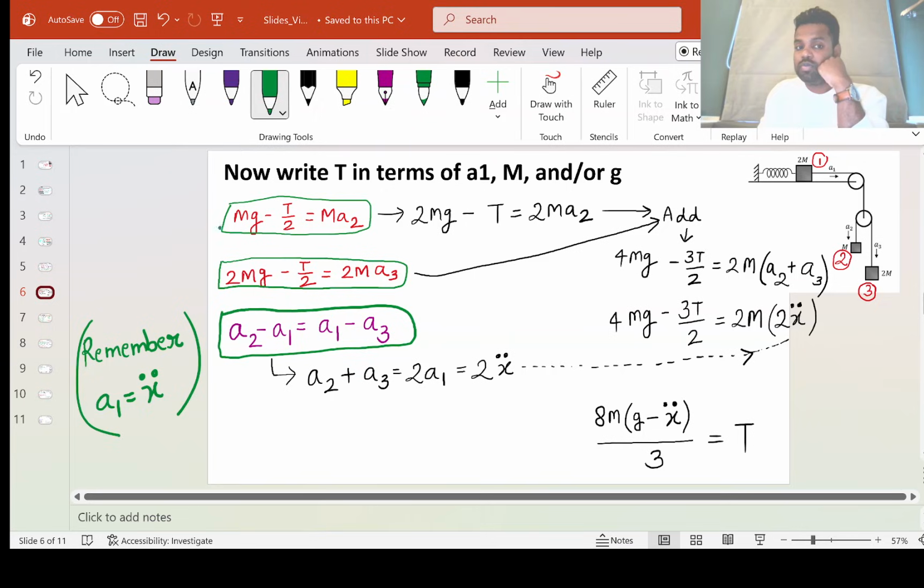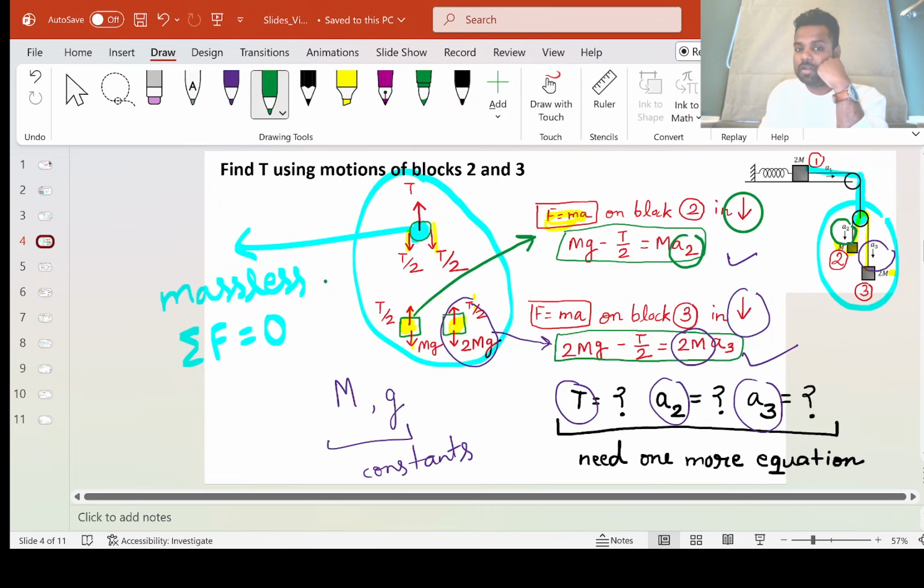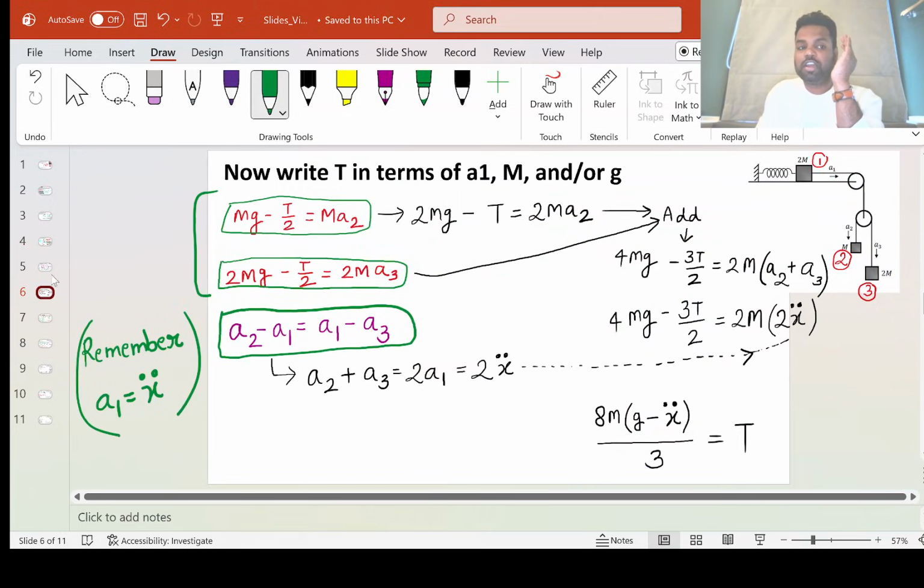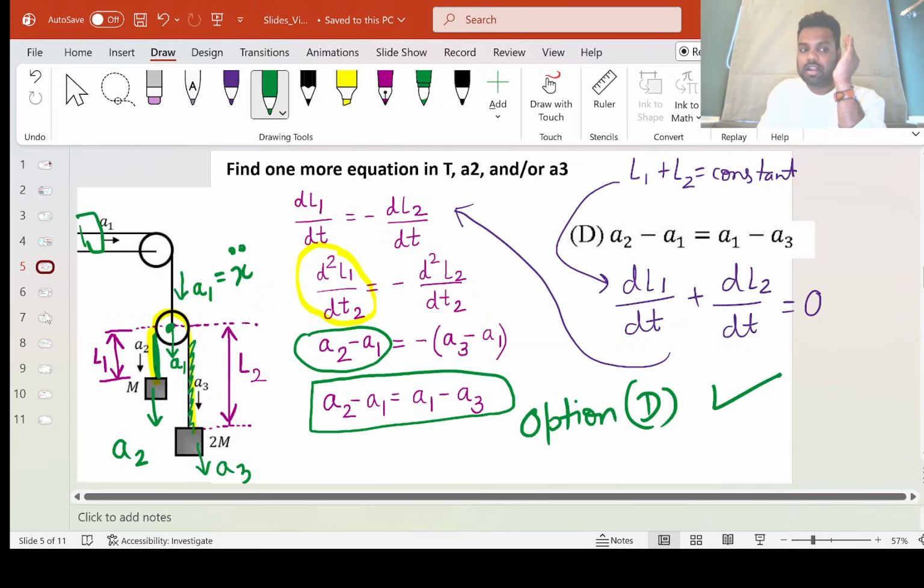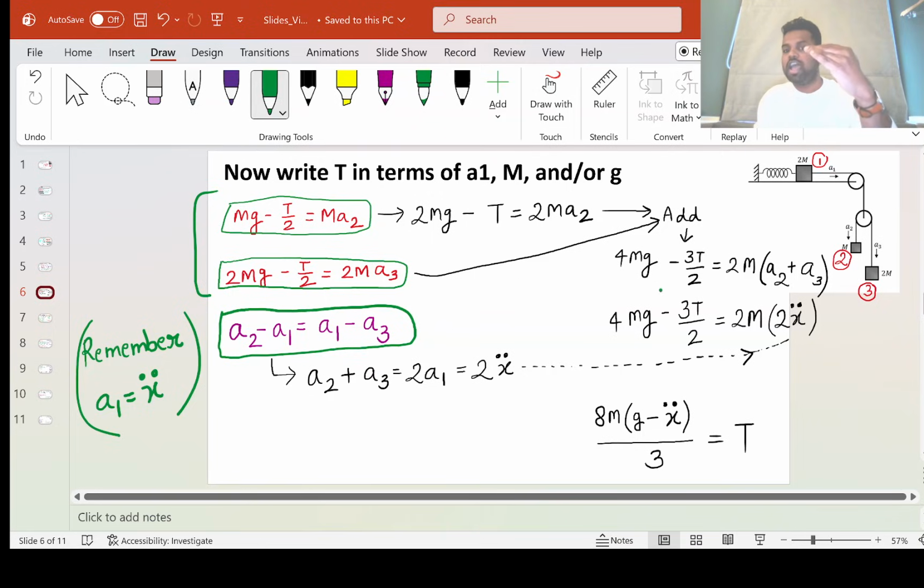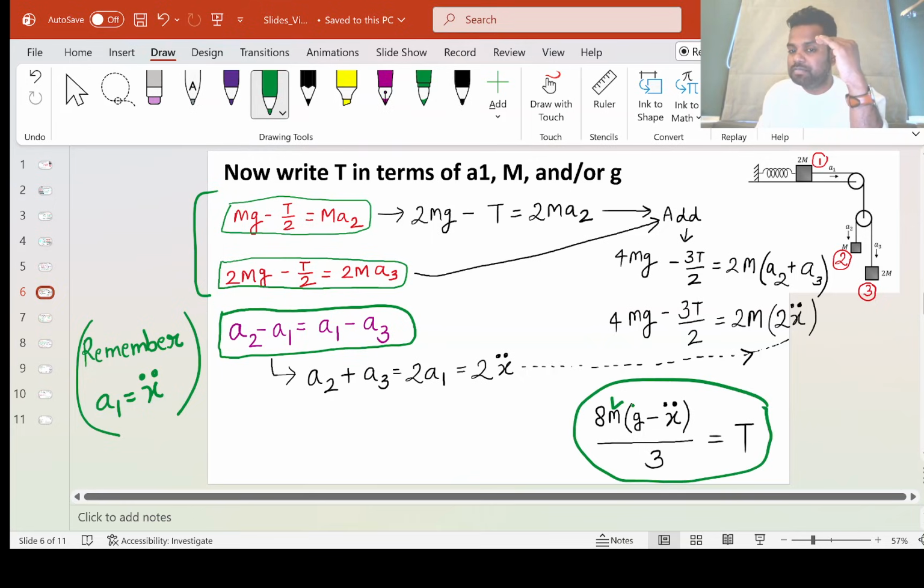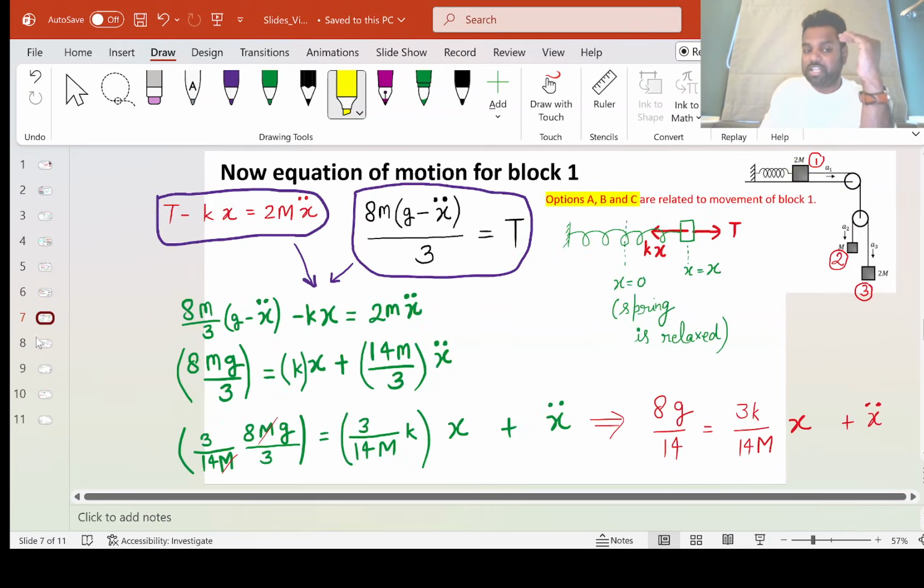Okay, so now we got the third equation, and let's go back and write down all three equations. We got these two equations from Newton's law on blocks 2 and 3, and then we got the relationship between a1, a2, and a3 from here. Now you have to do your algebra, and you can find T as a function of constants m, g, and x double dot. And what is x double dot? Remember, x double dot is a1, the acceleration of this block, right? This is your x. So a1 is x double dot. You can do that algebra on your own.